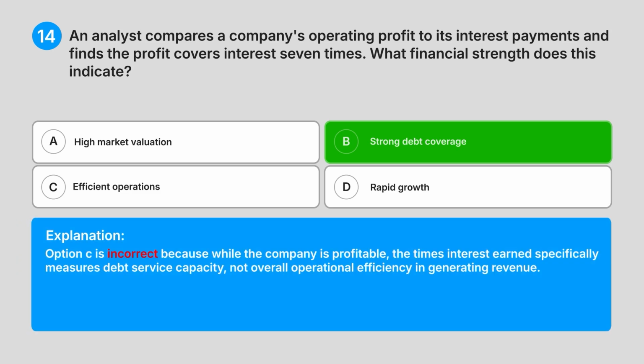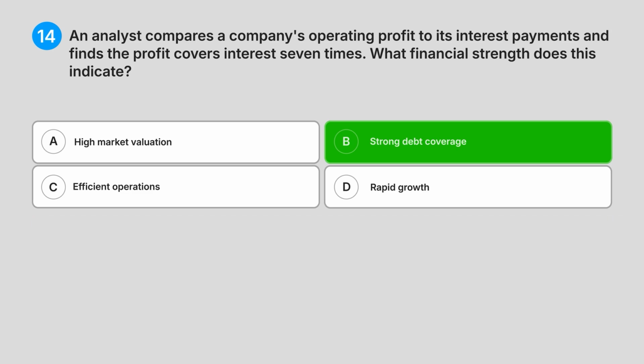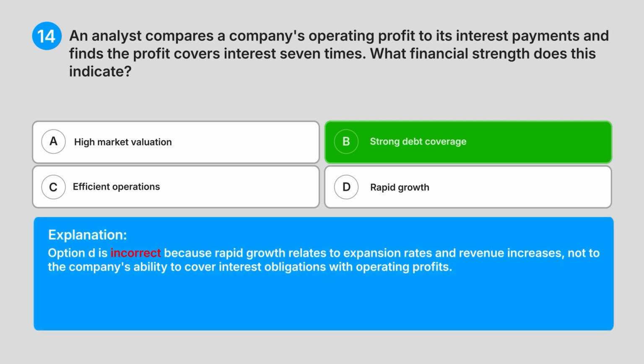Option C is incorrect because while the company is profitable, the times interest earned specifically measures debt service capacity, not overall operational efficiency in generating revenue. Option D is incorrect because rapid growth relates to expansion rates and revenue increases, not to the company's ability to cover interest obligations with operating profits.